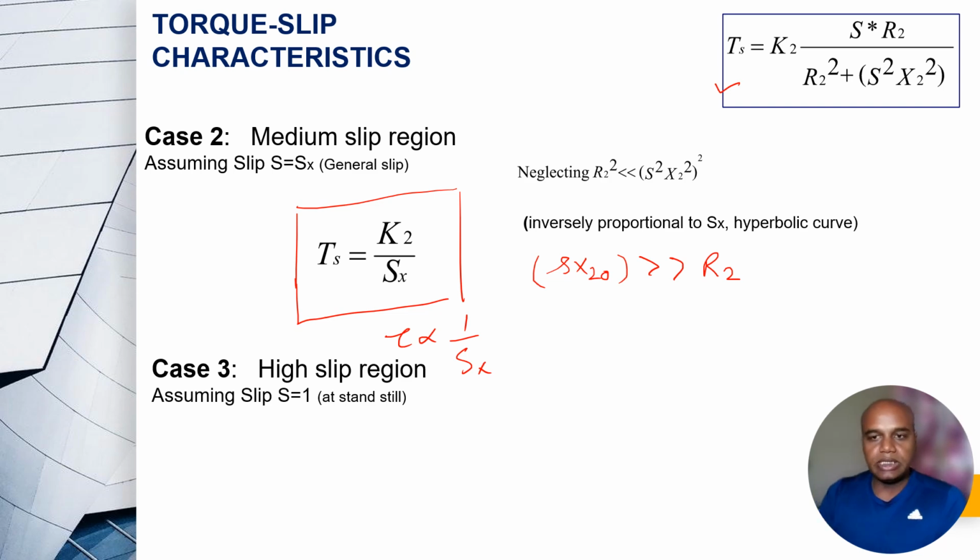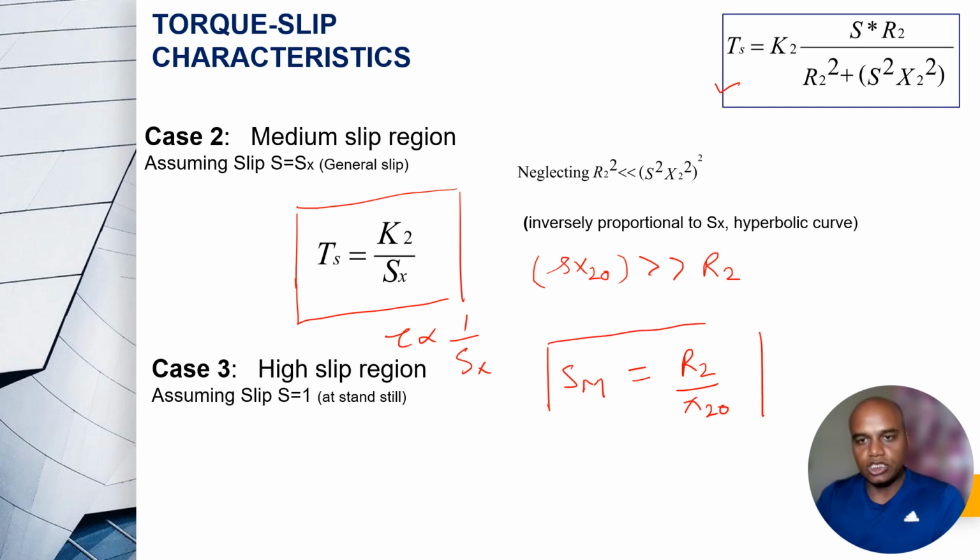The third slip region is the high slip region, where my slip is approaching 1, which is the condition where my motor is getting to standstill. As I increase my slip further, greater than the value of SM, where I get the maximum torque produced by the induction motor, also known as the pull-out torque, the SM value can be achieved by R2 and X2 naught. At this slip value, I can get my maximum torque from the induction motor.